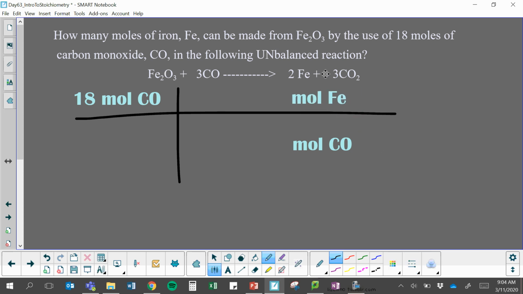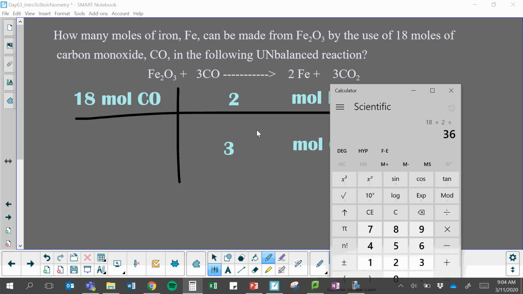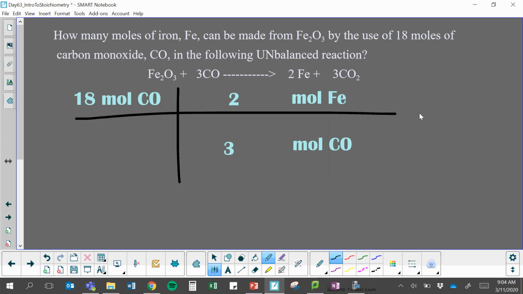If we look at our equation, we see that carbon monoxide, we use 3, and then it produces 2 iron. So we're going to do 18 times 2 divided by 3, which is 12 moles of iron, which has the right number of sig figs because 18 has 2, so does 12.